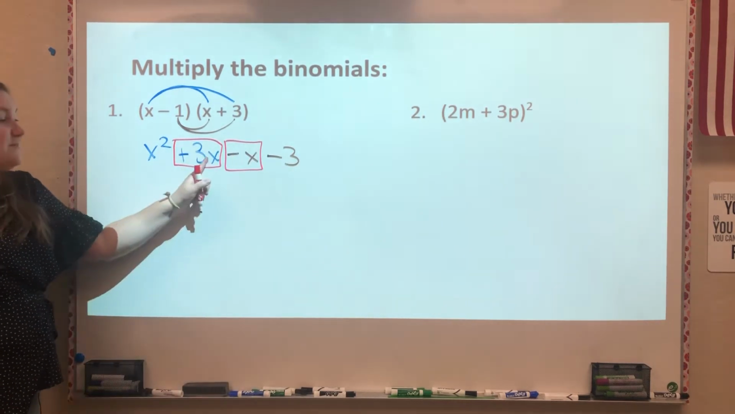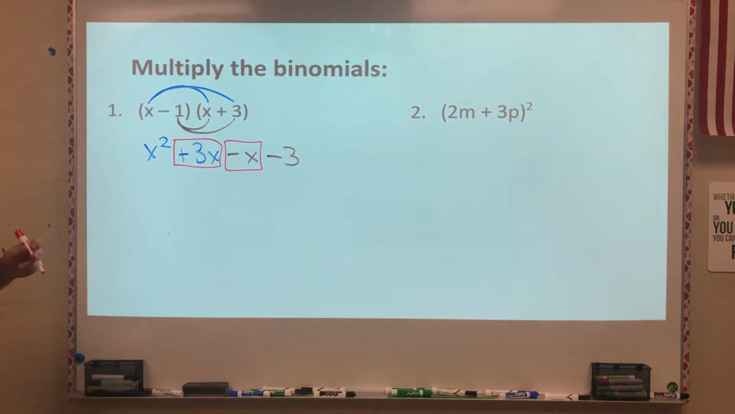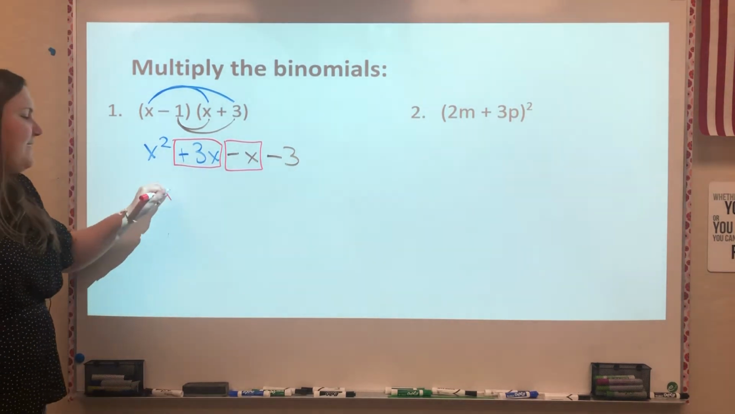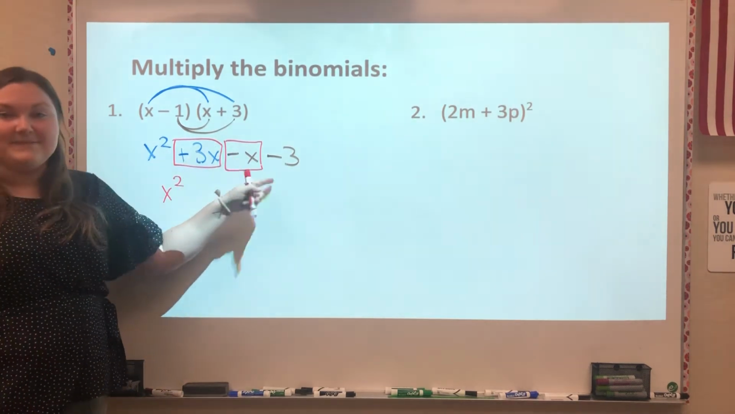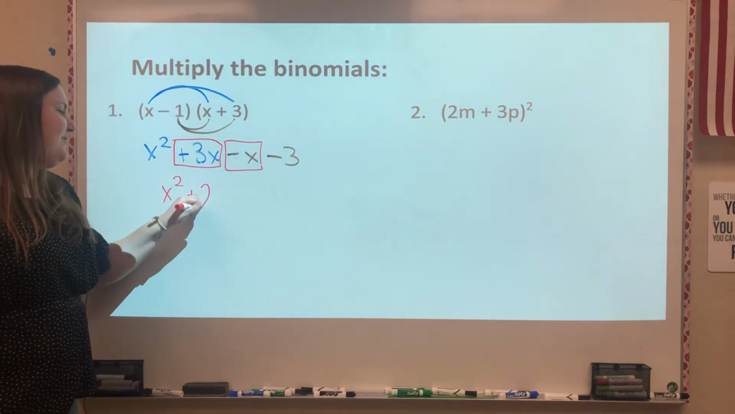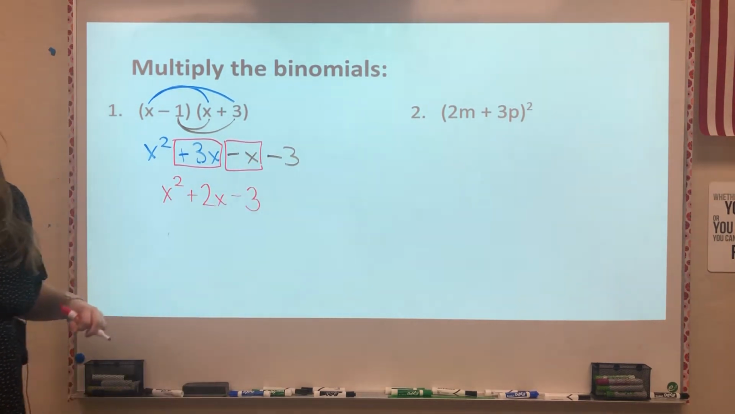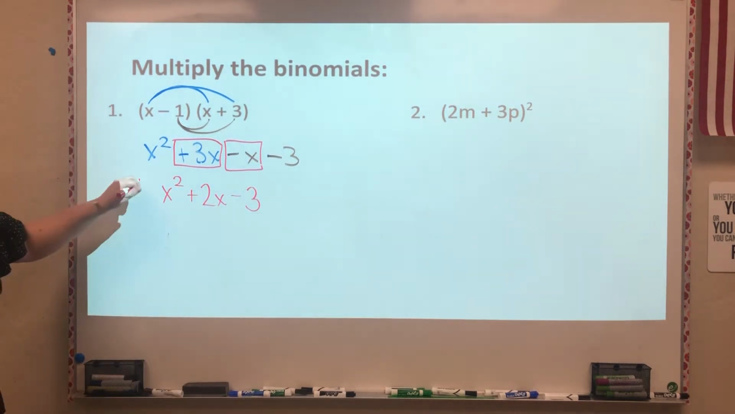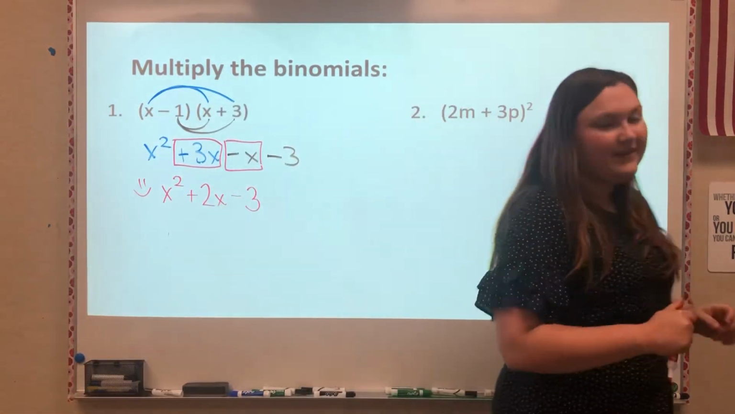Those are like terms because they both have the same variable and the same exponent. So I can go ahead and finish simplifying this by copying down my x squared and then saying 3x minus x gives me 2x, and then the last part, that minus 3. This right here would be our final answer. Now this is one example of multiplying binomials. Over here I've got our second example.